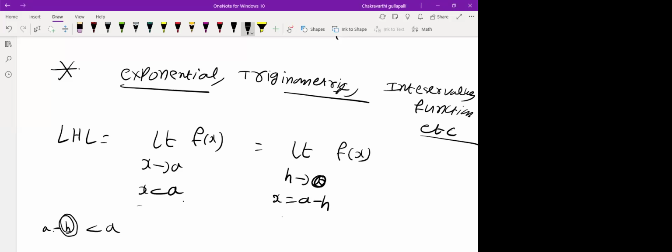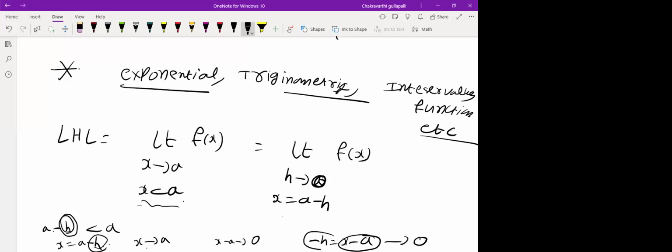How do we know x equals a minus h? As x approaches a, x minus a approaches 0. Since x minus a equals minus h, minus h is approaching 0, which means h is also approaching 0. That's how we got the concept.